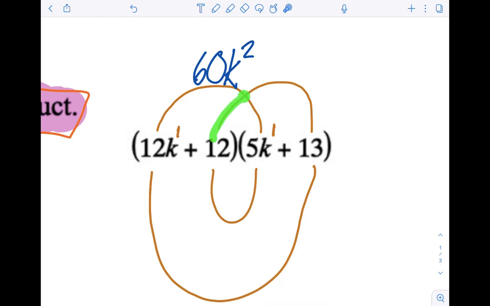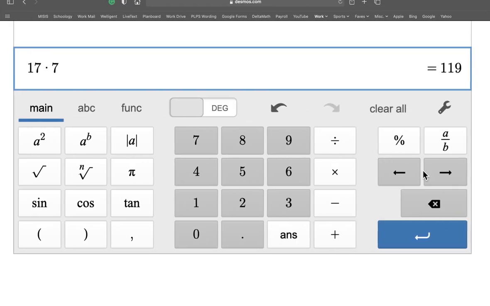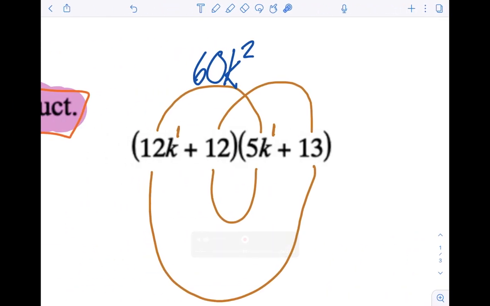Second eyebrow. 12 times 13. Well, I'm not sure what 12 times 13 is. So let me do 12 times 13. 156. Look at that. So I get 156. Right here for the second eyebrow. Now I'm going to get the nose. 12 times 5K is 12 times 5 is 60. So I'm going to get 60K, just like that.